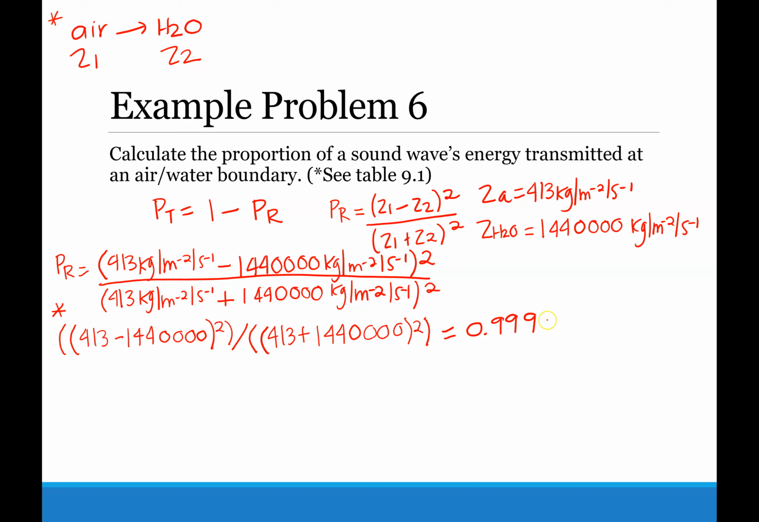So this is going to be our proportion reflected, and then the proportion transmitted is 1 minus the proportion reflected. The proportion reflected is 0.999, and these values for proportion reflected should be less than 1, because you have to subtract them from 1. So in your calculator, 1 minus 0.999 is going to equal 0.001, and that is going to be your proportion transmitted.